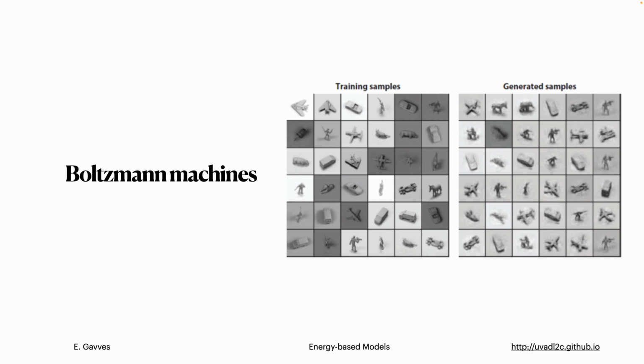Any questions on energy-based models overall? This is really the basic, it will always be the same. It doesn't change, no matter whether you have Boltzmann machines, product of experts, score-based models, and what have you.